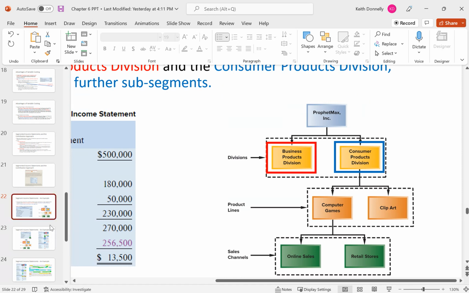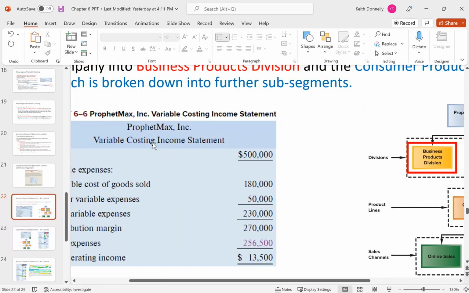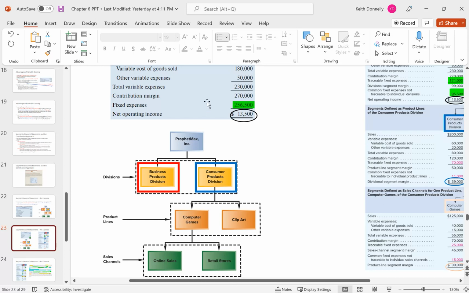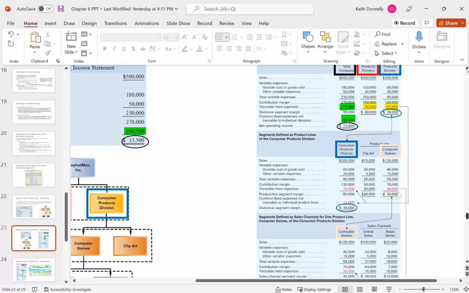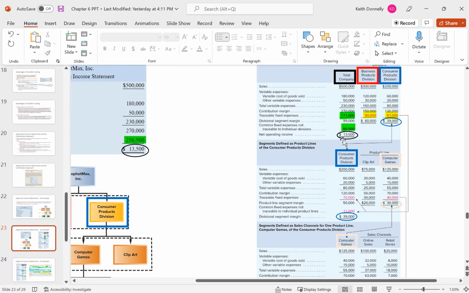So if we go over here, we were landing at 13.5. There it is right there, the 13.5. And in the first column, because it's total company, we land at 13.5. Then what we would do is break it out by segments, like segment A, segment B. We would have sales minus the variable expenses. And what we're really doing here is backing out our traceable fixed expenses, just the A, just the B. That will get us our segment margin down here.